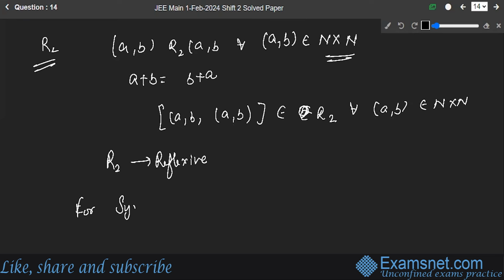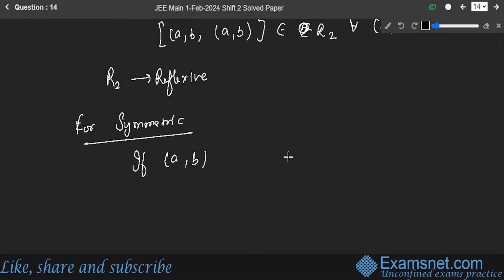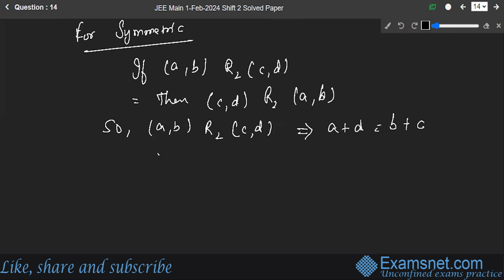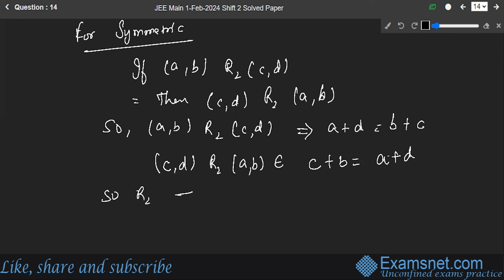Let's see for symmetric now. So for the symmetric, if (A, B) R2 (C, D), then (C, D) R2 (A, B) should exist. So (A, B) R2 (C, D) implies that A plus D is equal to B plus C, and for (C, D) R2 (A, B) implies, okay, for this, this implies that C plus B is equal to A plus D. So this is symmetric also.